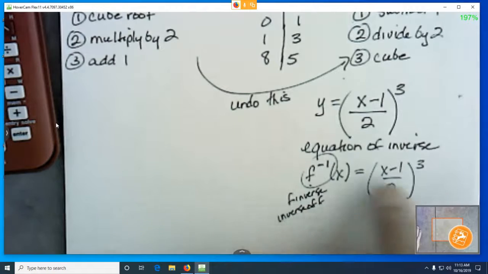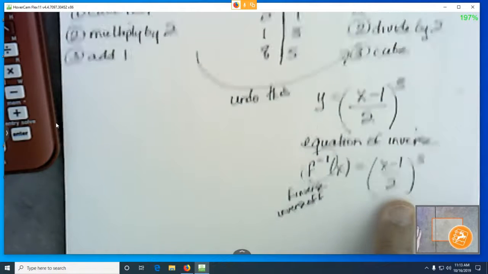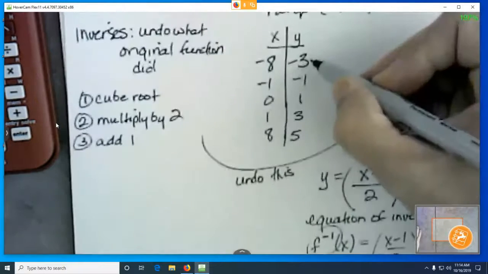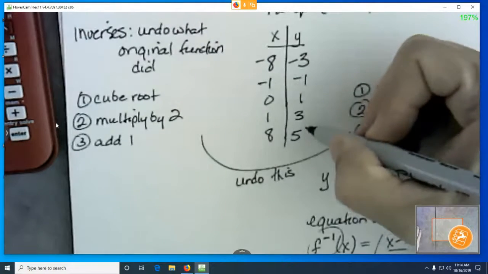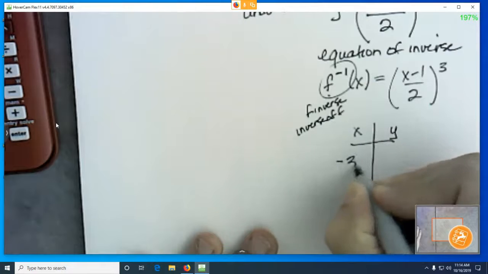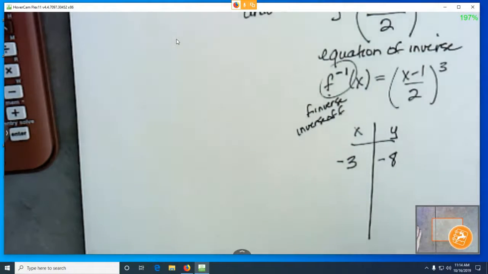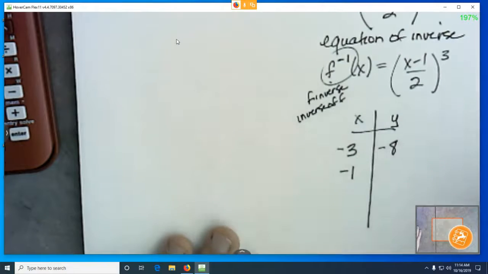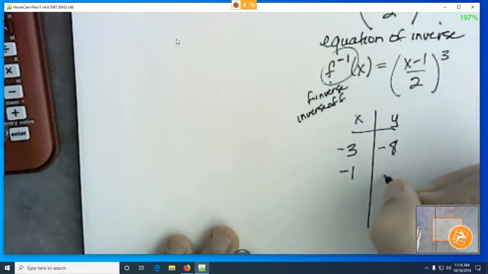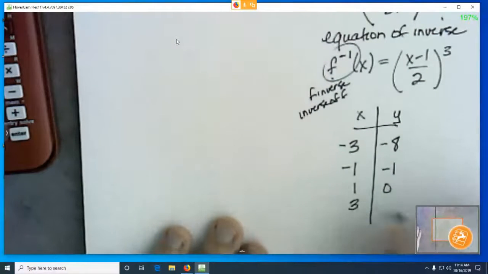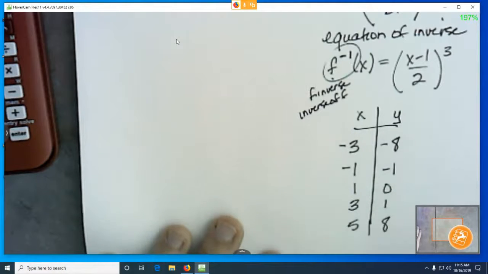Let's take this and see what happens if we do an xy table with this one. And what I'm going to pick for values to put in for x, I'm going to pick the y values that I had up here. If I put in -3 for x in here, if I work that through, what I'm going to end up with is -8. If I put in -1 for x, what I'm going to end up with for an answer is -1. If I put in a 1, I'm going to end up with a 0. If I put in a 3, I'm going to end up with a 1. And if I put in a 5, I'm going to end up with an 8.